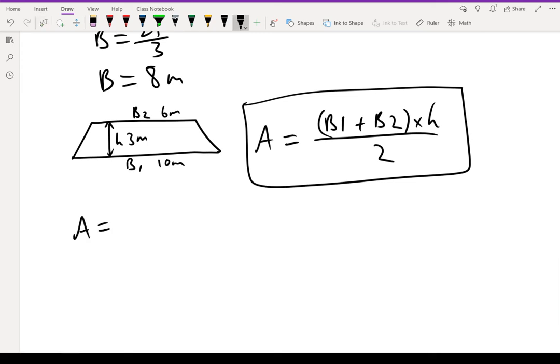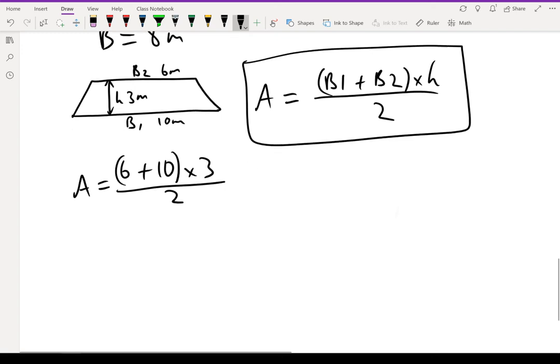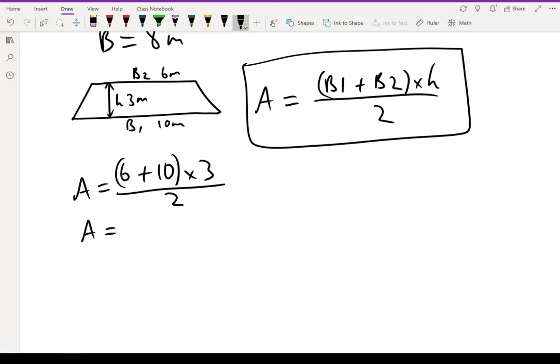The area here is equal to 6 meters plus 10 meters in a bracket. So that's base 2 plus base 1 or base 1 plus base 2. All of this times the height divided by 2. So that will be 10 plus 6 is 16 times 3 divided by 2. 16 and 2 can simplify. That's 8 times 3. And so the area is equal to 24 meters squared. So that is a trapezoid.